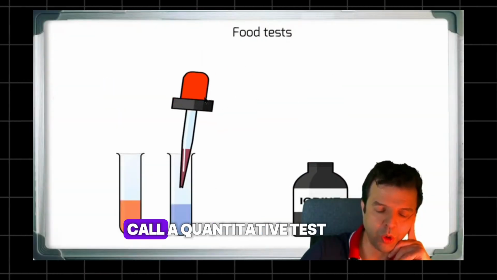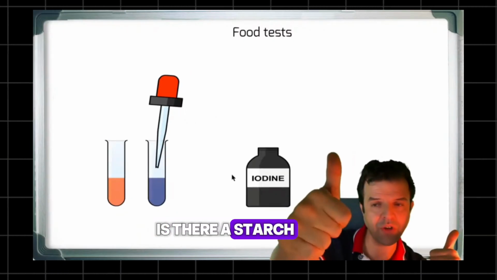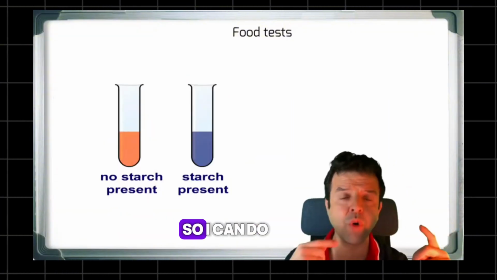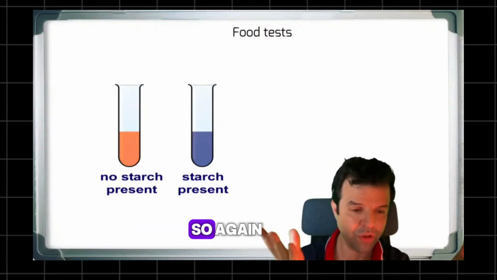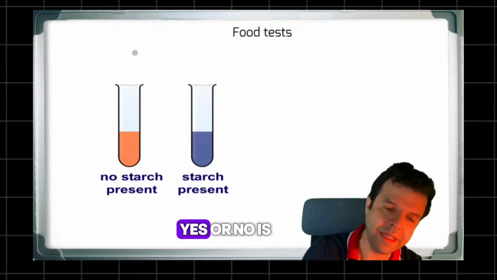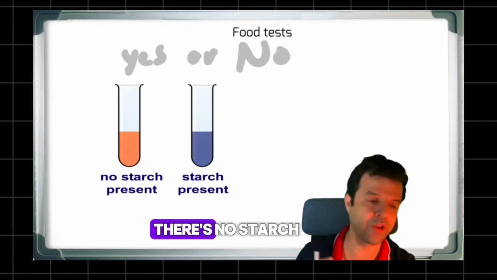This is what we call a qualitative test to tell you: is there a starch? Is there no starch? I want to take this test one step further so I can do it quantitatively. Quantity is how much. So again, the test we used to do in IGCSE is like this. Yes or no. Is there a starch or there's no starch?